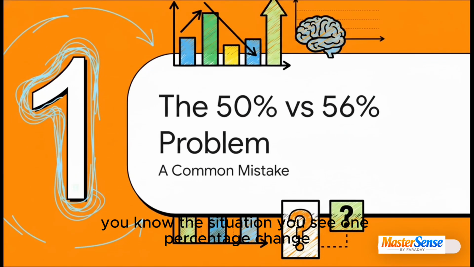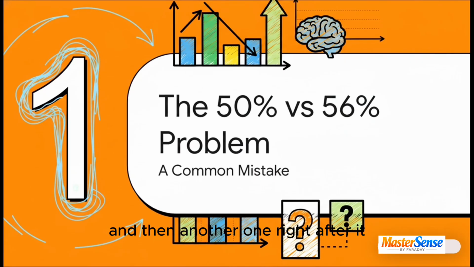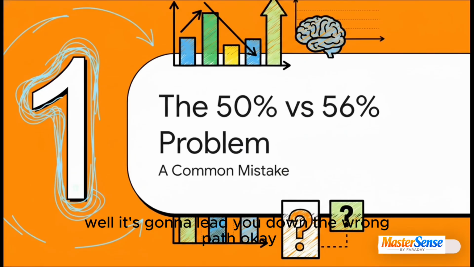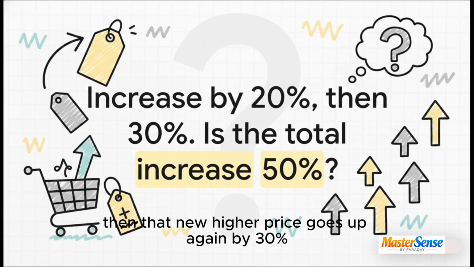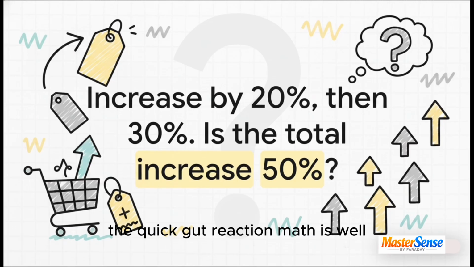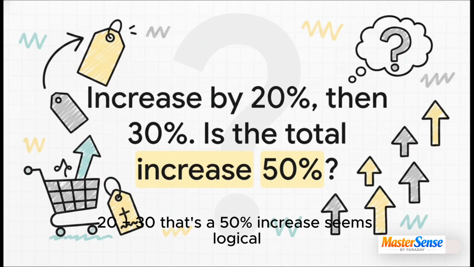You know the situation. You see one percentage change and then another one right after it. Your brain wants to take a shortcut, but that shortcut, well, it's going to lead you down the wrong path. Okay, so here's the scenario. An item's price jumps up by 20%. Then that new, higher price goes up again by 30%. The quick gut reaction math is, well, you just add them up, right? 20 plus 30, that's a 50% increase. Seems logical. But it's wrong.